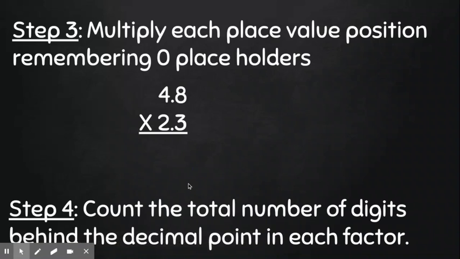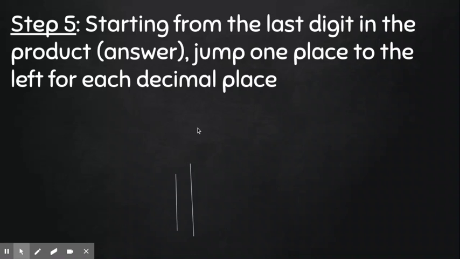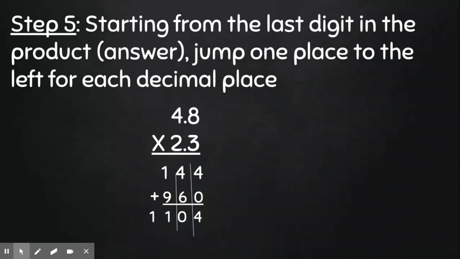I'm going to count the total number of digits behind the decimal point in each of my factors next. Starting from the last digit in the product, which is the answer, jump one place to the left for each decimal place. In the first factor, we have 1 place after the decimal. My second factor, I also have 1 place. So that means there's 2 decimal places.